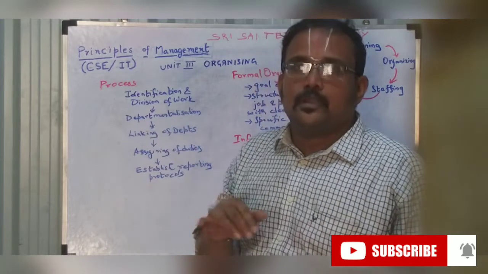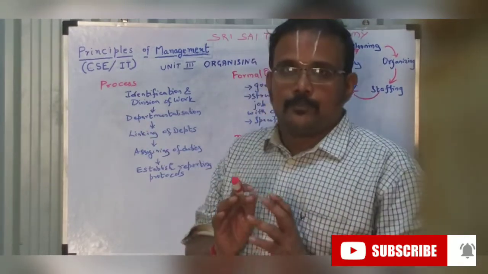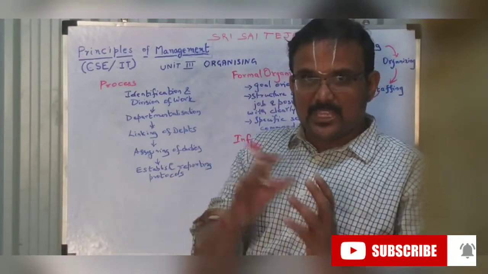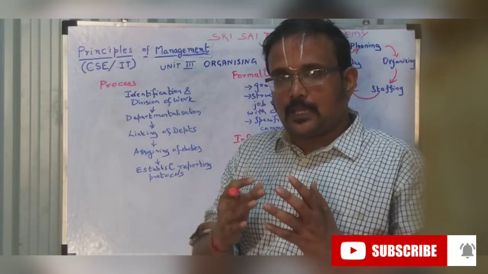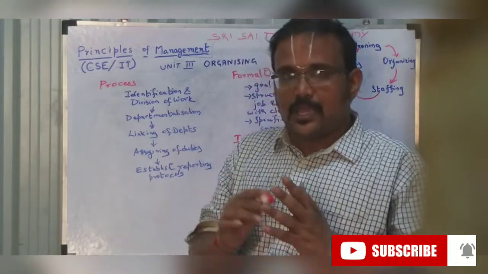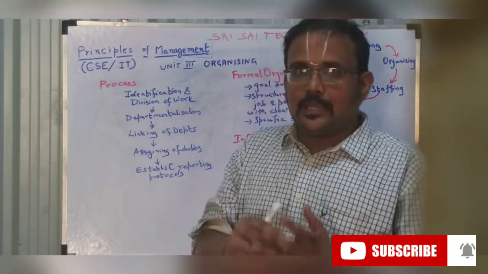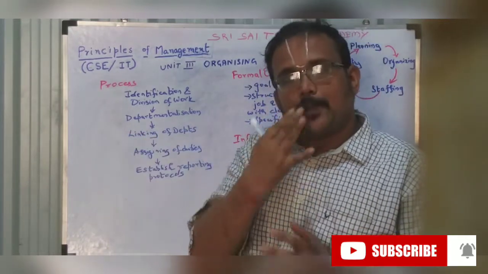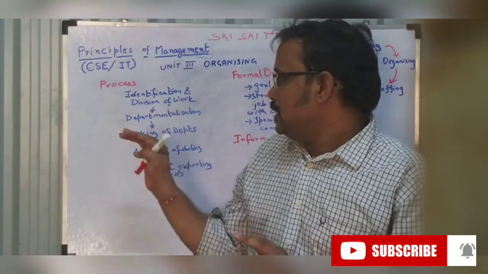So linking of departments. No department is an island. It has to work in tandem with each other. I have a production department, which means the production department has to coordinate with accounts, has to coordinate with finance. They have to give data, they have to get data from each other. So I have to link departments. There should be proper rapport between the departments to achieve the common objective.